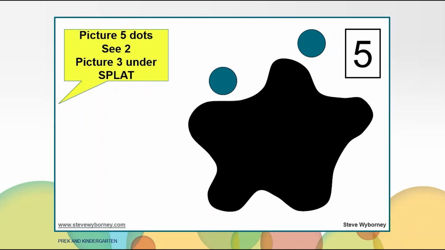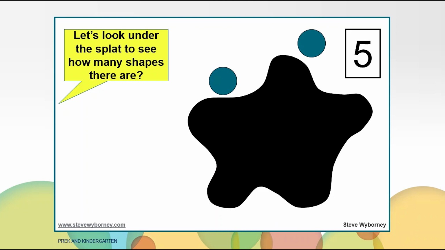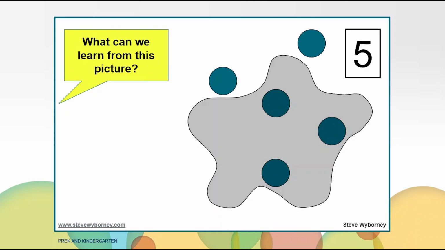Maybe you pictured the 5 dots in your head. You see 2 now and can picture the other 3 dots under the splat in your head. Let's look under the splat to see how many shapes are there. 3. What can we learn from this picture? There are many ways to make 5.